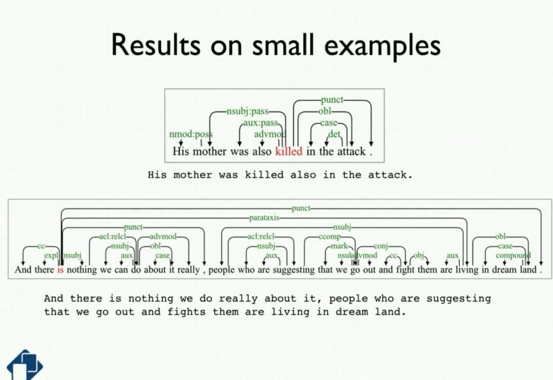So what we see is that, on a small example, this will generate, in fact, the same sentence as the example that I gave before, and this is the example that was used in the task description. Okay, so there is nothing we do really about it. People who are suggesting that we go out and fight them are living in dreamland. So it's quite good. It is only this, because in the representation it is not clear how we do the coordination here, and so the verb didn't have the right agreement.